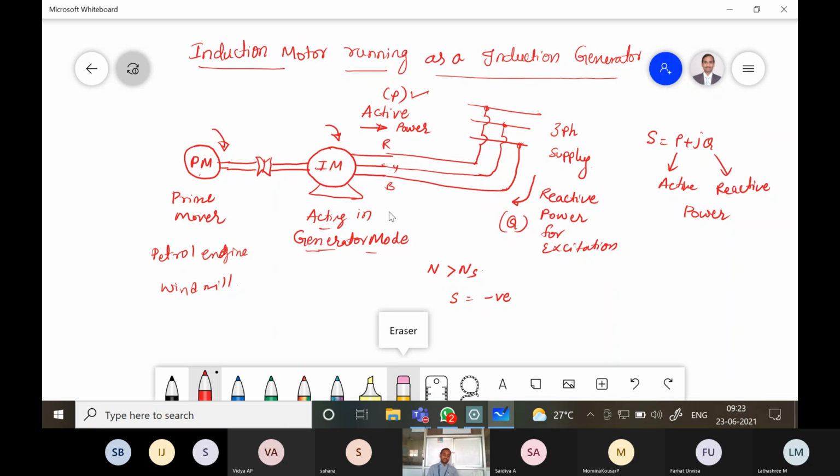So the induction generator is not a self-starting machine, or rather, it is not a self-exciting machine. Self-exciting would mean we excite the poles of the motor by an external supply. It cannot be excited by itself. It is not a self-exciting machine.